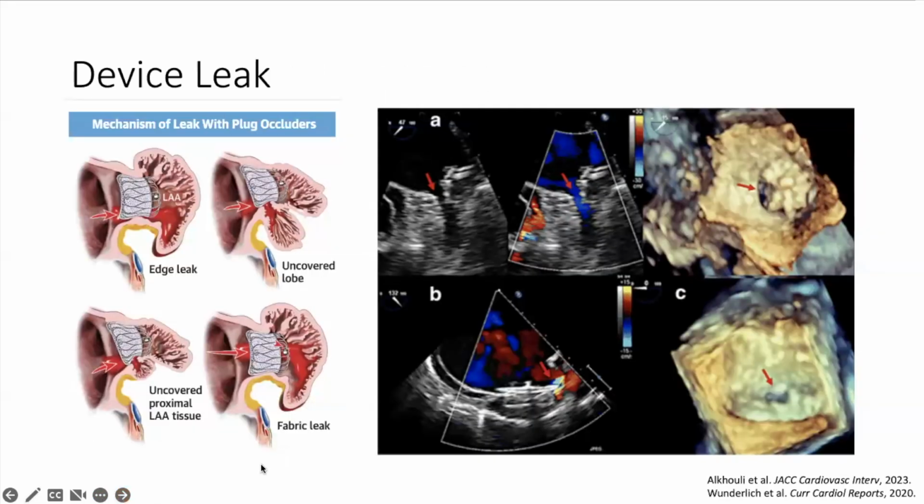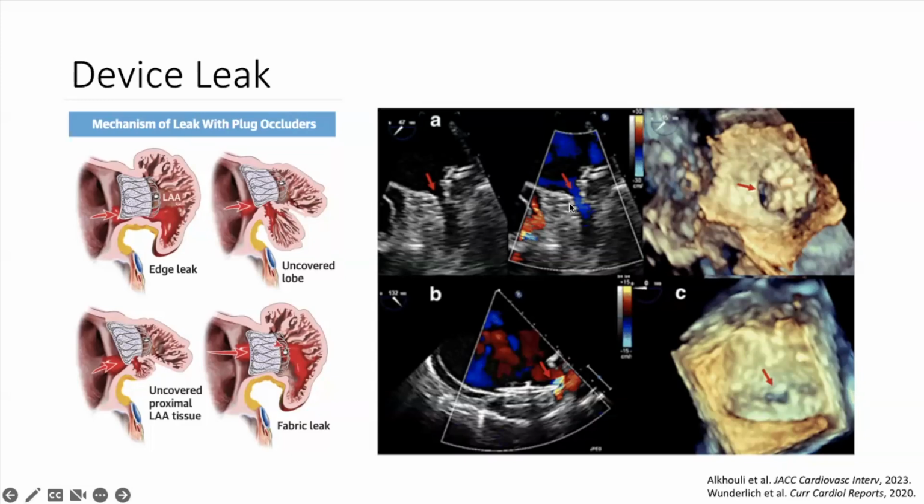Device leak, as I mentioned, has different mechanisms. If the device is not well apposed to the ostium, you can have leak around the edge. If there was a secondary lobe that was too close to the ostium, that can result in a whole lobe being uncovered and causing leak around it. Same with having some tissue at the left atrial appendage proximally that can be uncovered. And then fabric leak, so leak actually straight through the device.